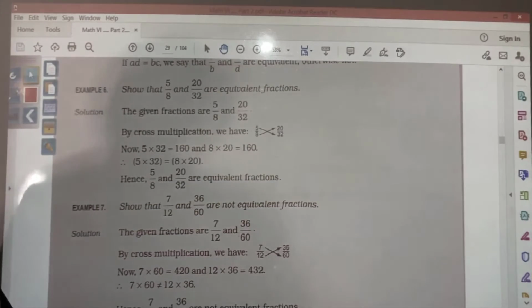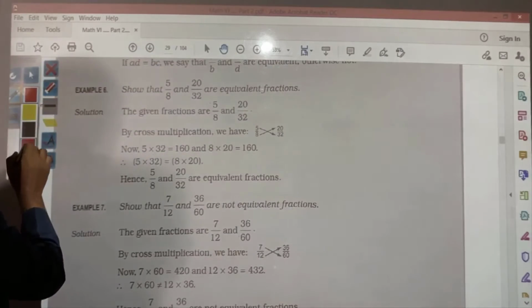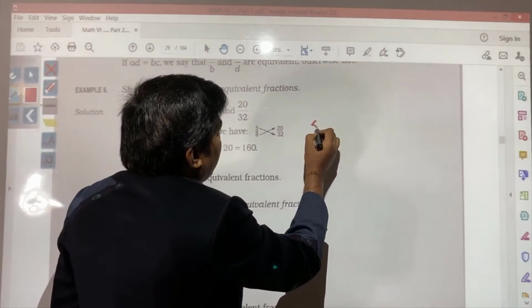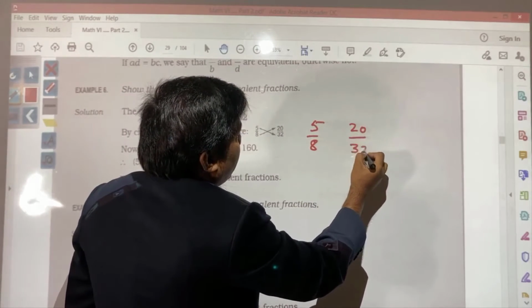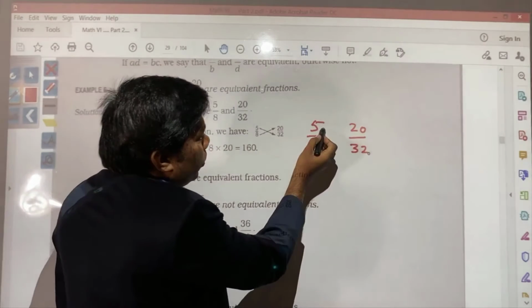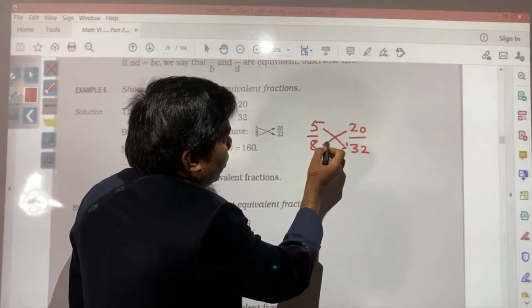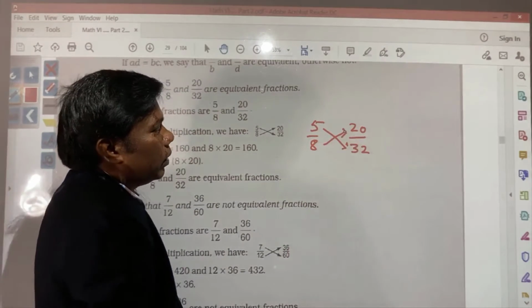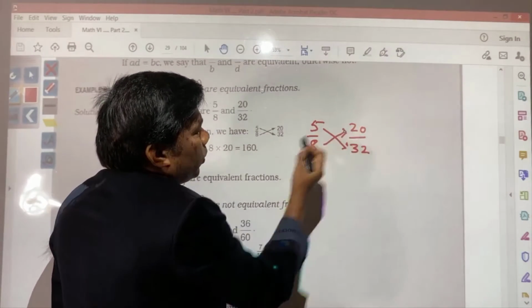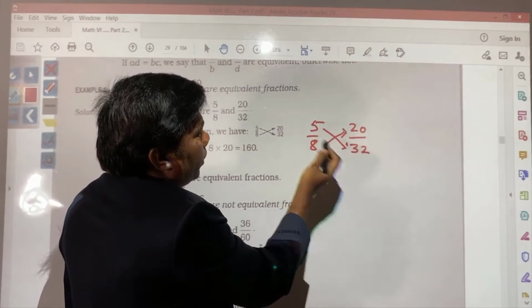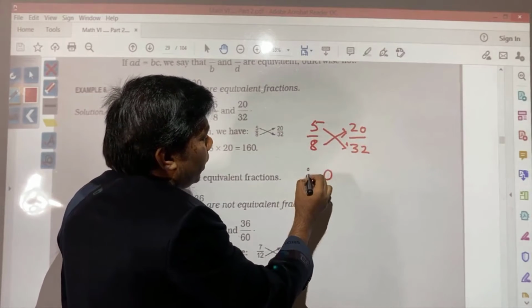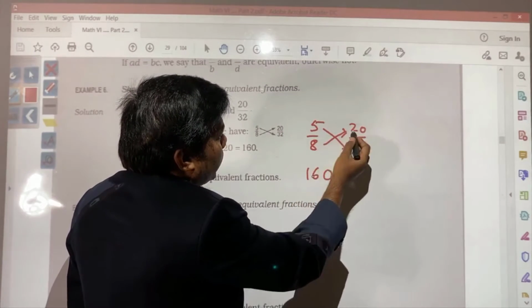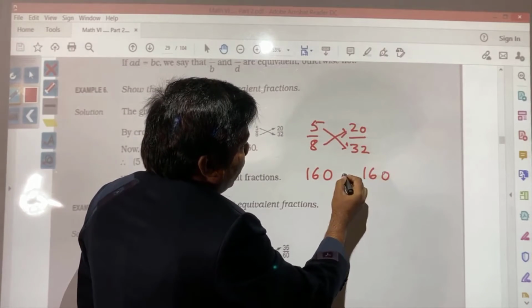Now see the example. Show that 5 by 8 and 20 by 32 are equivalent fractions. So you need to show whether 5 by 8 and 20 by 32 are equivalent or not. What you need to do? Just do cross multiplication. So when you are multiplying 8 and 20, what you will get? Or it is better to start from here: 5 twos are 10, 5 threes are 15 and 1 is 16, and here you see 8 twos are 16. What have you got? Both are equal.